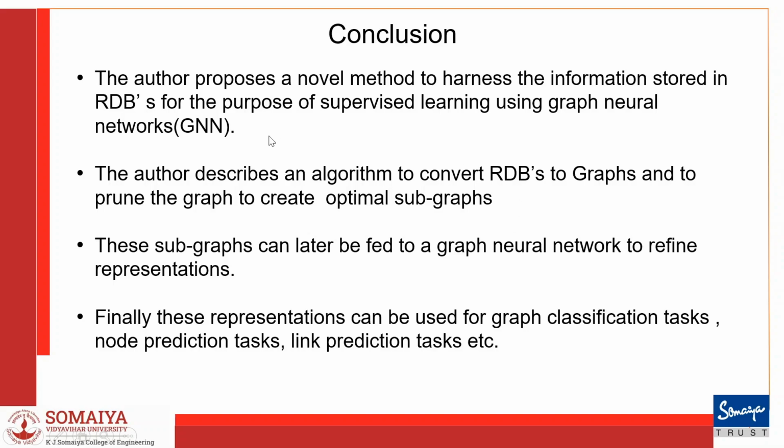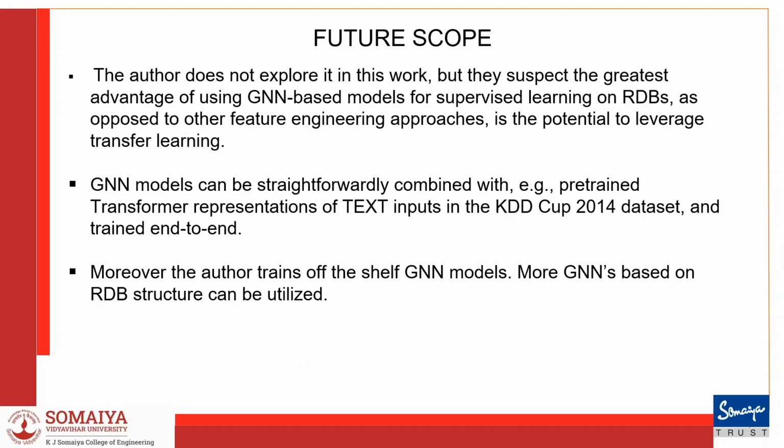So basically, the author proposes a novel method to harness the information stored in relational databases for the purpose of supervised learning using graph neural networks. The author describes an algorithm to convert relational databases to graphs and to prune the graphs to create optimal subgraphs. These subgraphs can later be fed to graph neural networks to refine representations. Finally, these representations can be used for graph tasks such as node prediction tasks, link prediction tasks, etc.